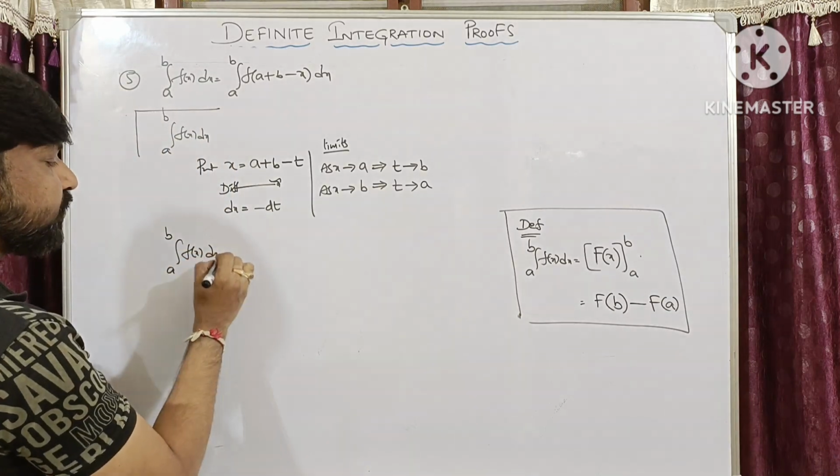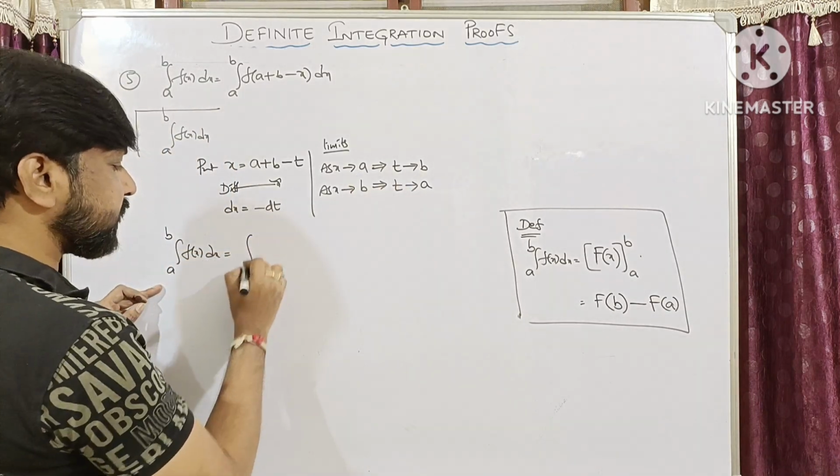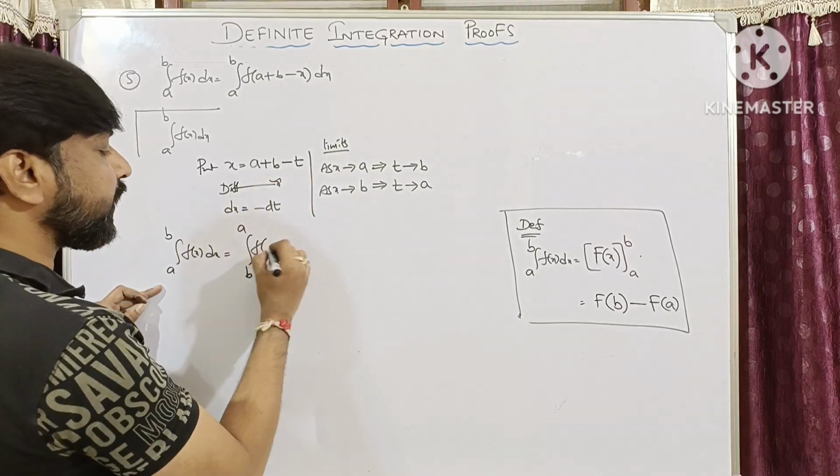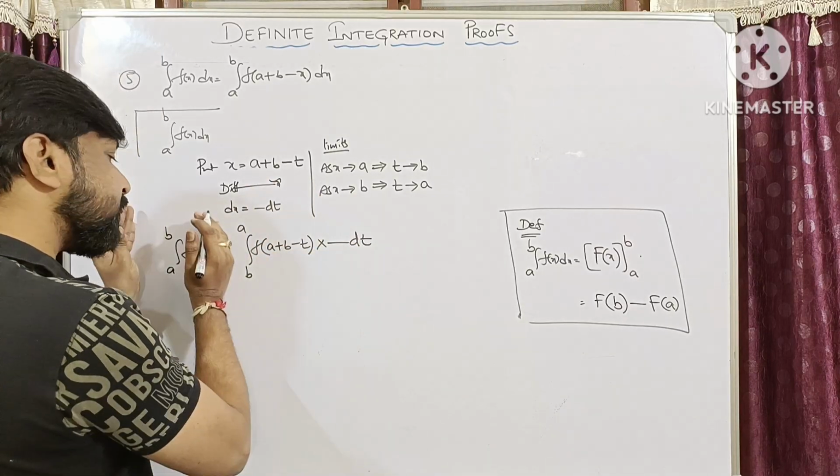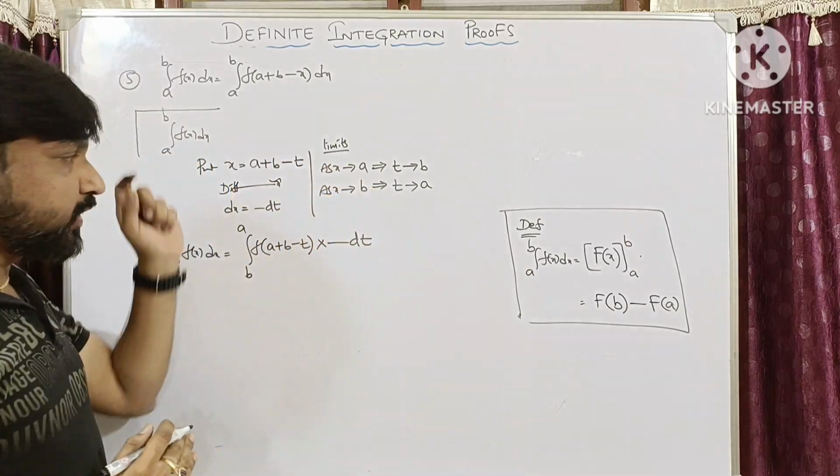Integral a to b f of x dx is equal to integral a to b, where a changes as b and b changes as a. f of x is nothing but f of a plus b minus t, and dx is nothing but minus dt. The complete x will be converted completely in terms of t by using substitution and limits.